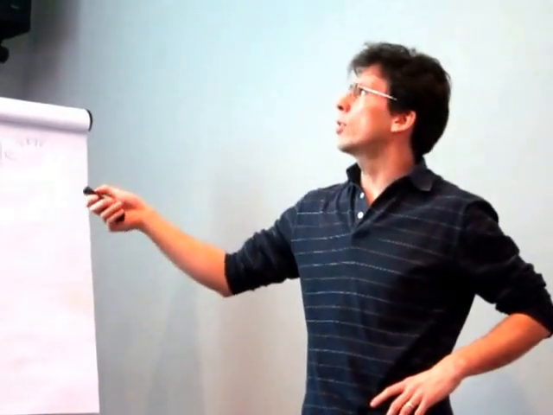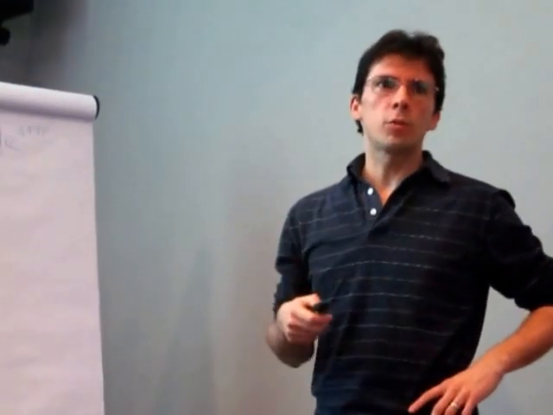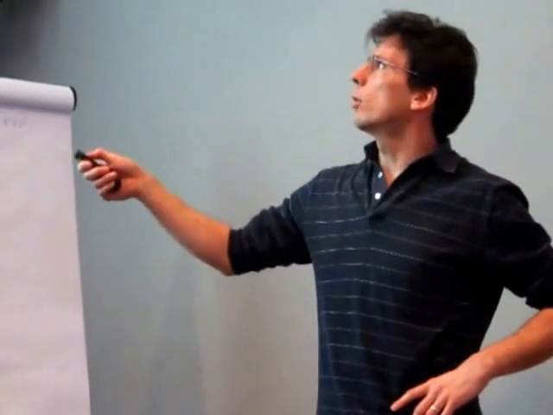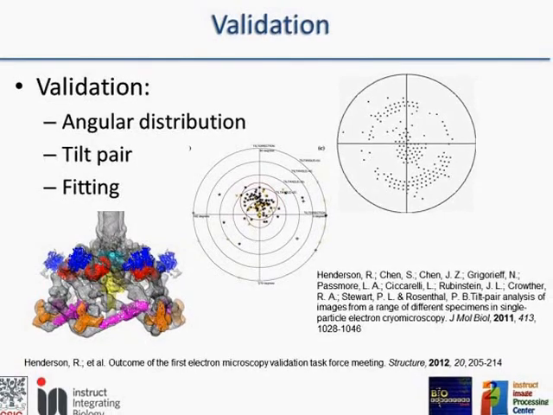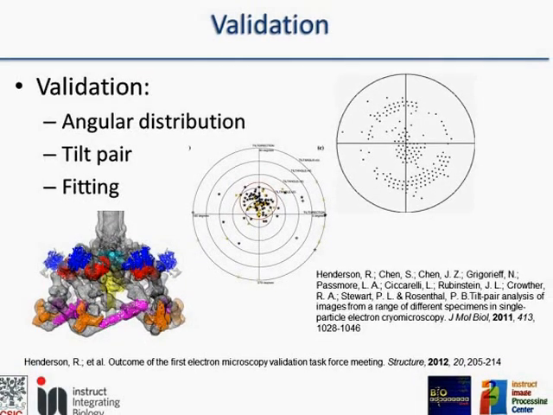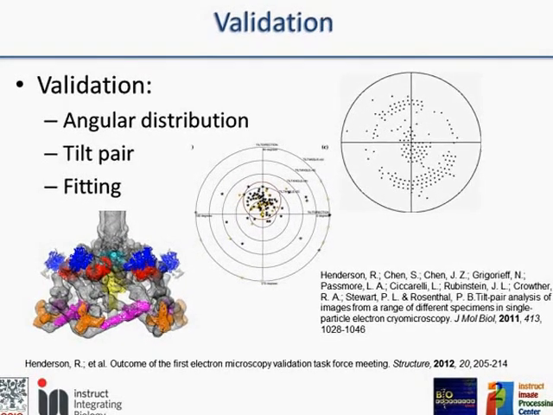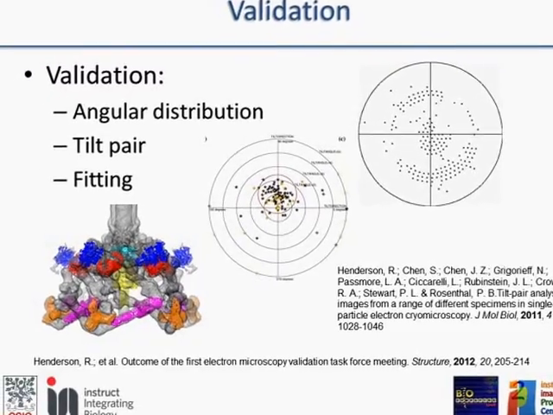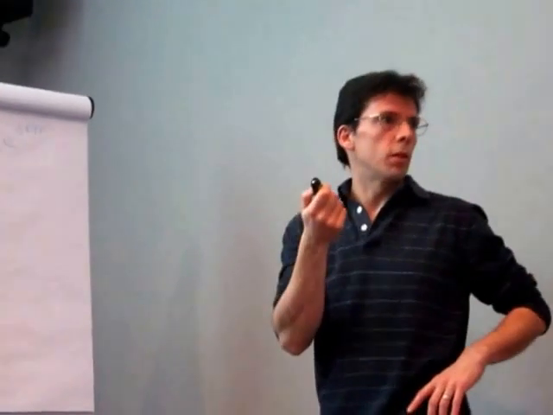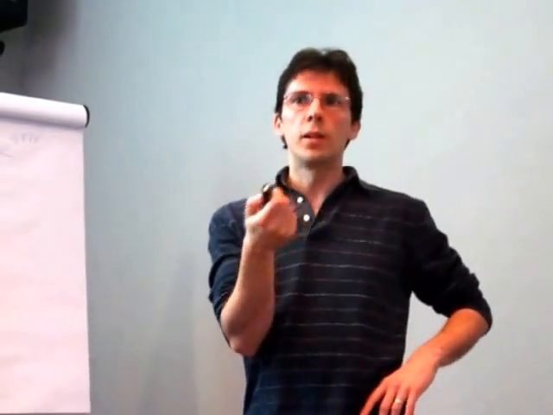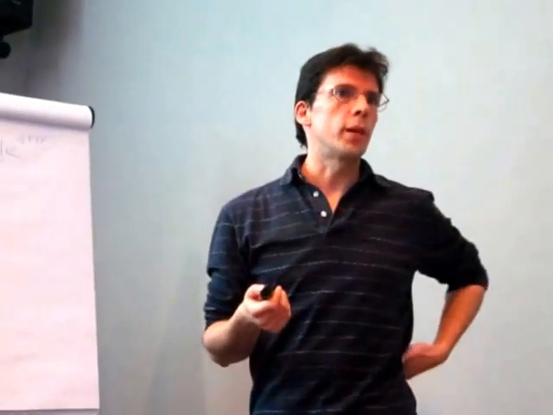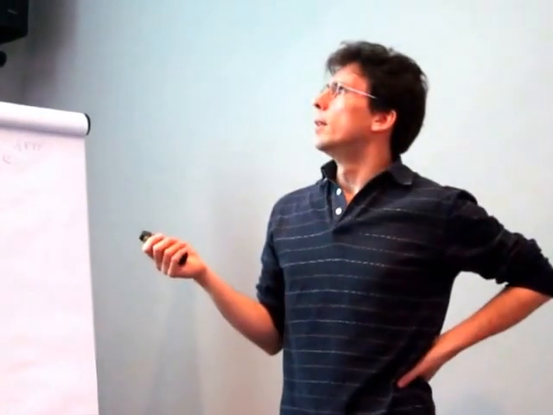So this is a representation of the angular directions of each one of the experimental images. So each point here is an experimental image. So these are top views, these are side views, and then in this example they have this angular distribution. So if you see that you have an angular distribution that gives you a lot of missing Fourier space, then probably you don't trust so much your structure.